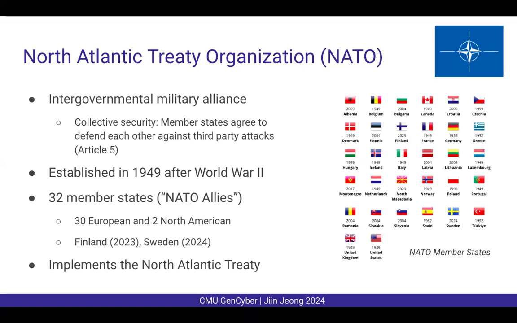Recently, Finland joined in 2023, and even more recently, Sweden joined NATO in 2024, and it implements the North Atlantic Treaty. You can see a list and the flag of the NATO countries and when they joined NATO in the picture on the right.